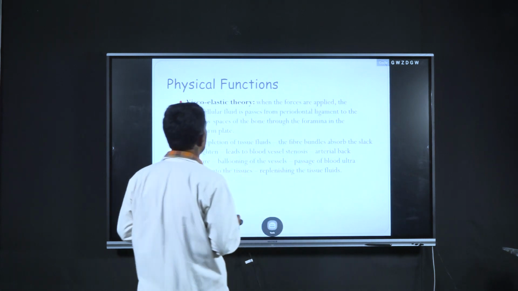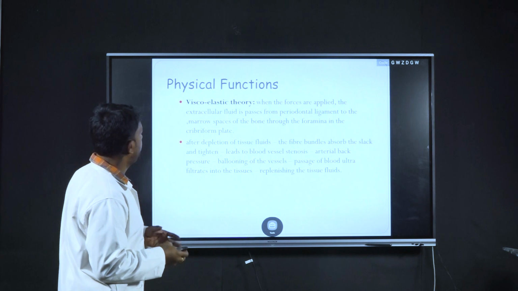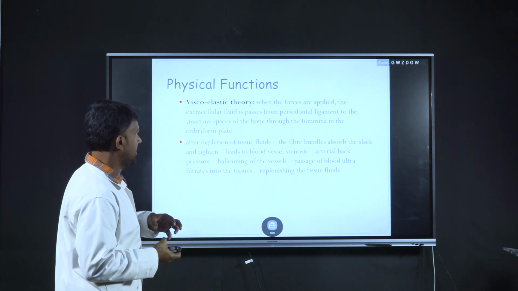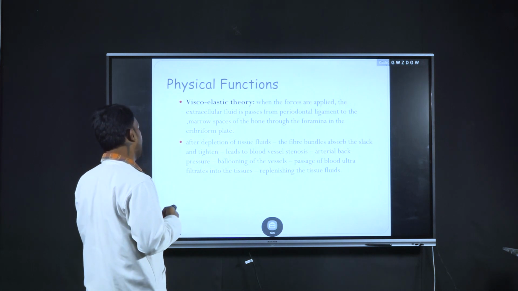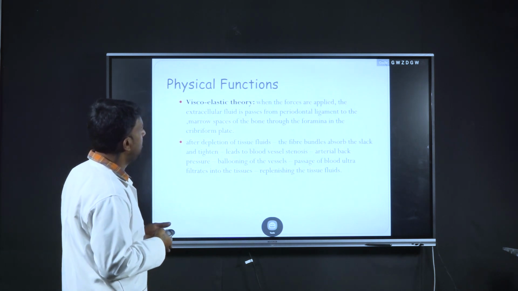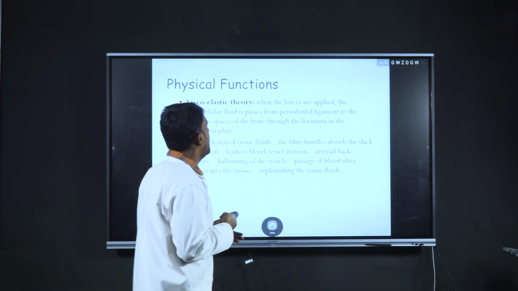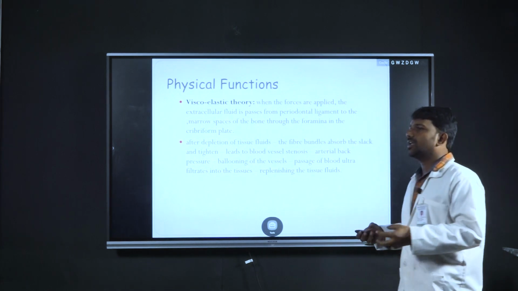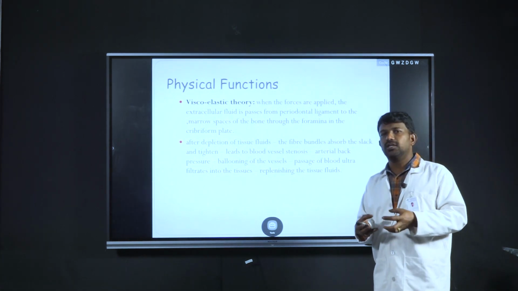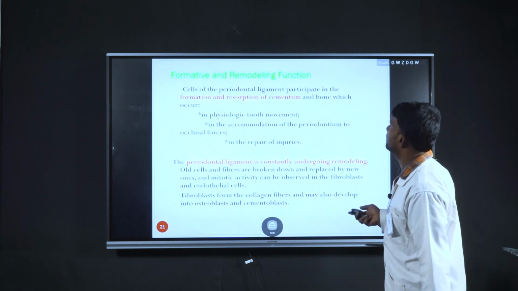So after depletion of tissue fluids, fiber bundles absorb and tighten. This leads to blood vessel stenosis. So arterial blood pressure, ballooning of vessels, and passage of blood ultrafiltrates to the tissues replenish the tissue fluids. When the force is retracted, the fluids escape into the marrow spaces.